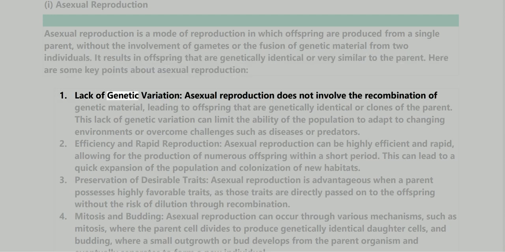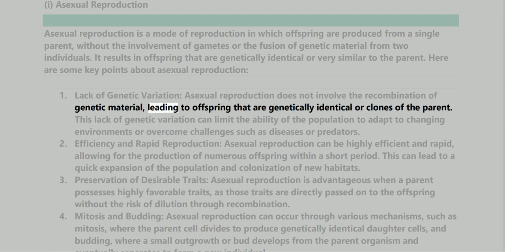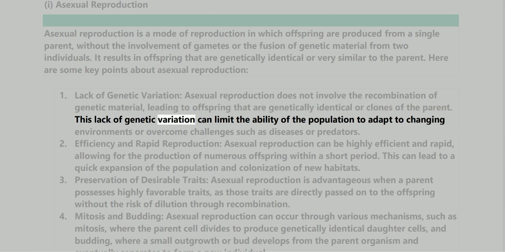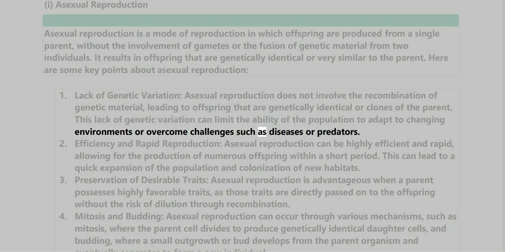1. Lack of genetic variation. Asexual reproduction does not involve the recombination of genetic material, leading to offspring that are genetically identical or clones of the parent. This lack of genetic variation can limit the ability of the population to adapt to changing environments or overcome challenges such as diseases or predators.